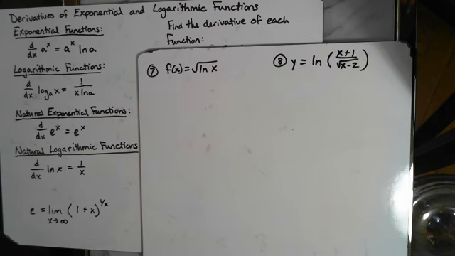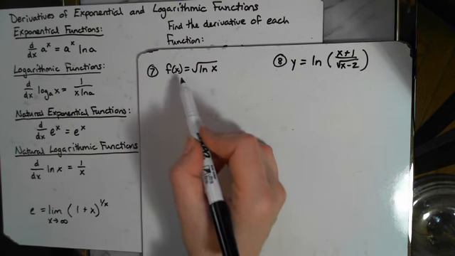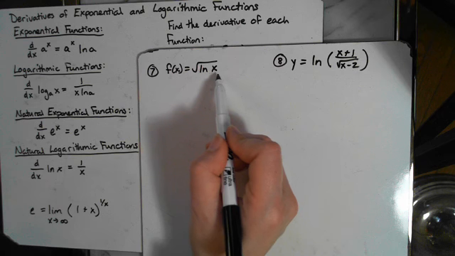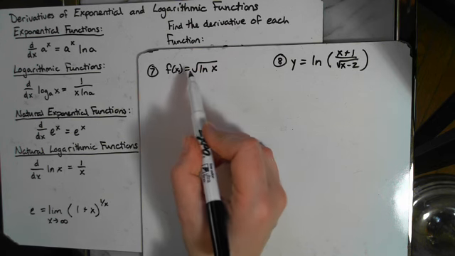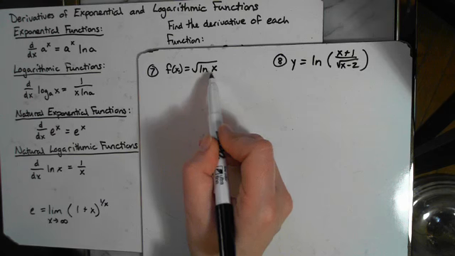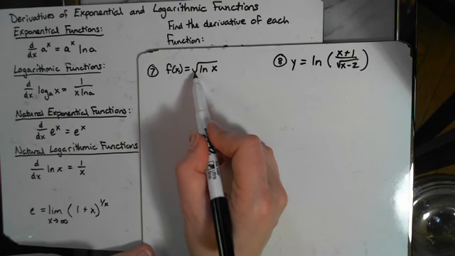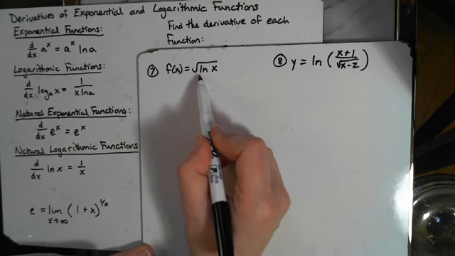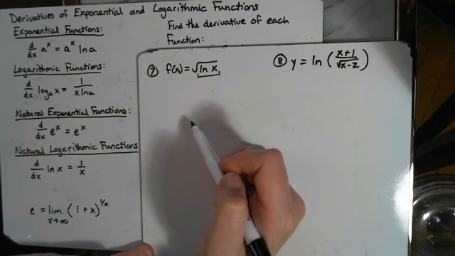Okay, so 2 more examples and then we're done. In example 7, we have f of x equals the square root of the natural log of x. Again, we have an outside function and an inside function. Now, I'm going to change this to raising to a 1/2 power, and my inside function is going to be the natural log of x.